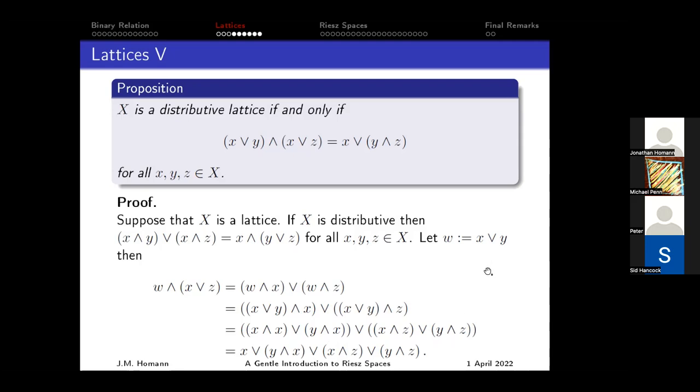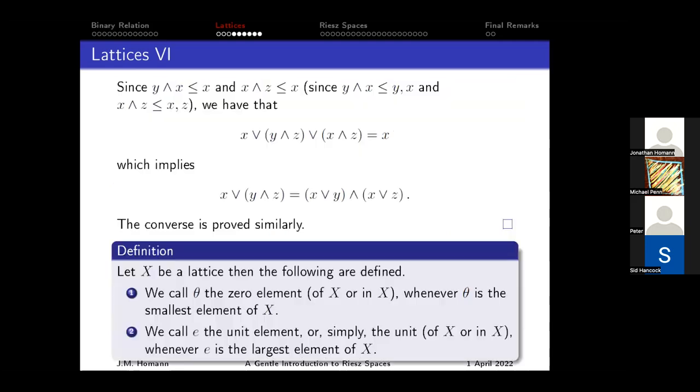So it is getting quite messy. But if we follow along, we're just doing the distribution from the fact that the lattice is distributive. So we're distributing from here to here. And then we're using that distribution property again to get that this expression gives us X sup Y inf X sup X inf Z sup Y inf Z. Now, since Y inf X is dominated by X, and X inf Z is dominated by X, we have that X sup Y inf Z sup X inf Z is equal to X itself, which gives us the result that we need.